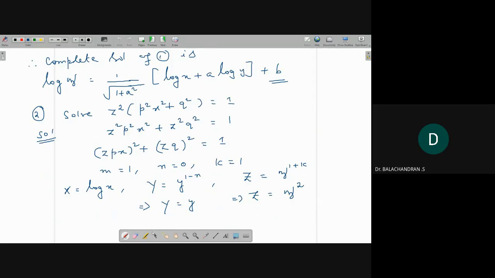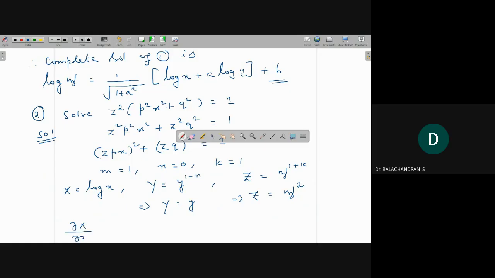Z square. Now, what is dou capital X by dou small x? 1 by x. Now, similarly, what is dou capital Y by dou small y? 1. Similarly, what is dou capital Z by dou small z?